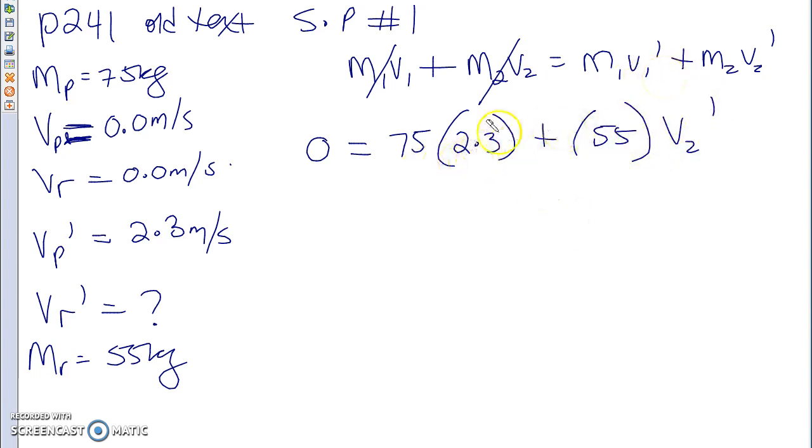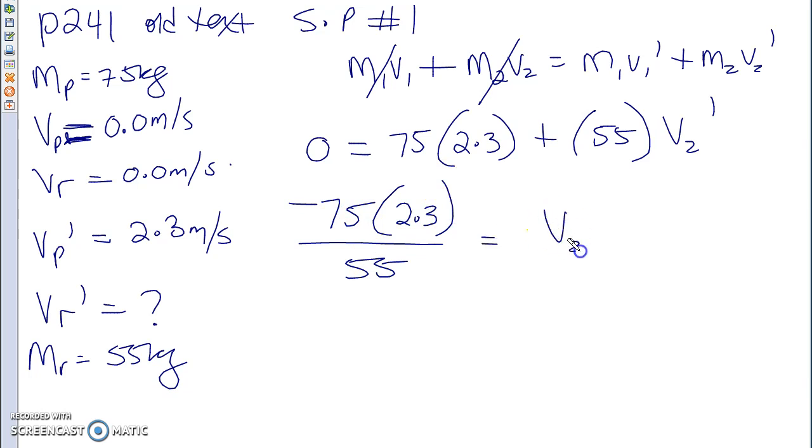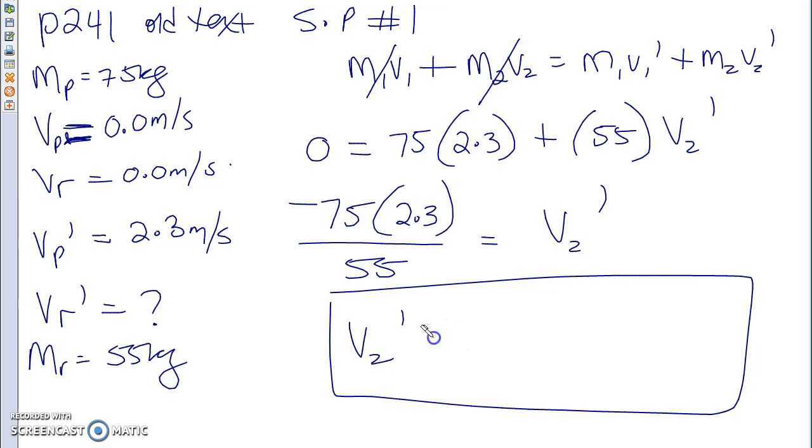Okay, so now what we're going to do is bring it over to the other side. This becomes negative 75 times 2.3 divided by 55, which equals V2 prime. And you get a V2 prime, which is what? What's your answer? What do you get? Negative 3.14 meters per second.